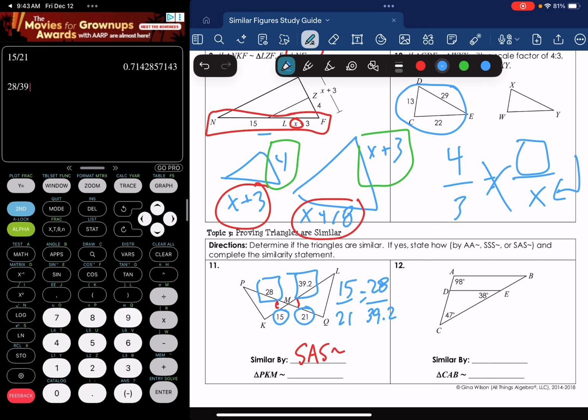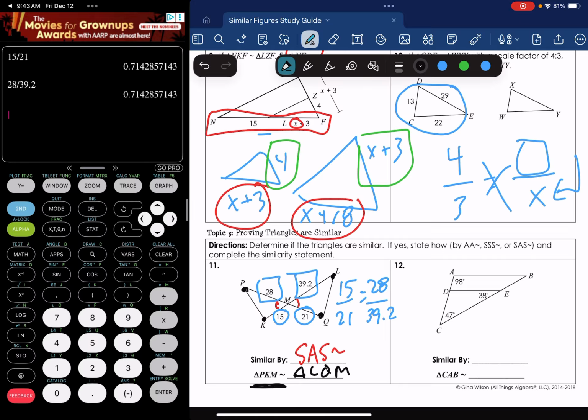If you check, it looks like they do reduce to give you the same amount. So then what you would want to do is write a similarity statement. So for our similarity statement, you have to use the same order of letters. So if they give you PKM, P corresponds with L, so that has to come first. K corresponds with Q, that comes next, and then M corresponds with M.